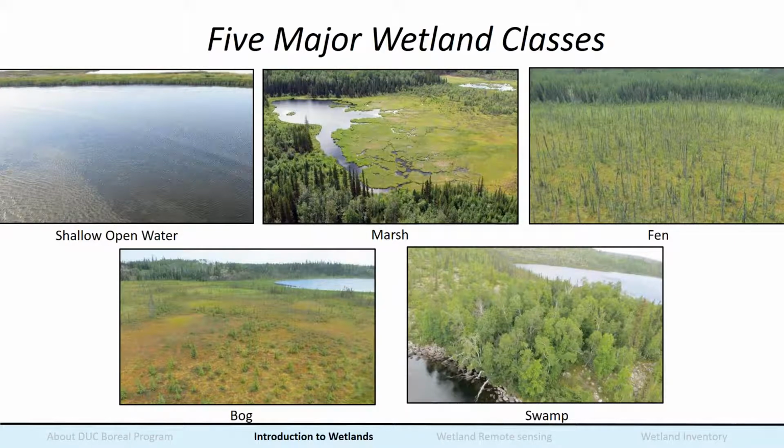Fens are peatlands that receive water from a combination of precipitation, runoff, and groundwater, and have more nutrient availability. Whereas bogs are also peatlands, but they receive much of their water through precipitation and are more nutrient poor compared to fens. And lastly, we have swamps, which are mineral wetlands with less than 40 centimeters of peat and have hummocky terrains with pooling of water.